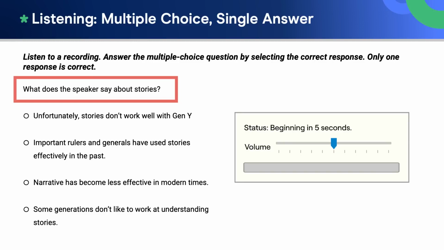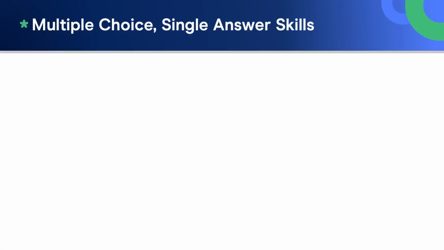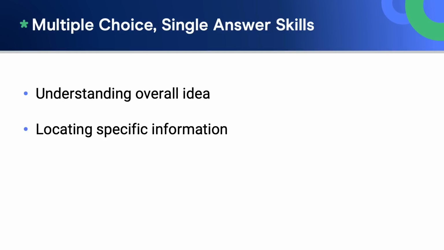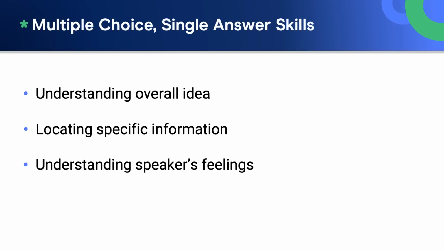The question asks, what does the speaker say about stories? This information is helpful because it tells us the topic is stories. There are 1 or 2 of these questions in the test. You will receive a point for selecting the correct option. This question type can test a variety of skills. The question can check your understanding of the overall idea in the recording. It might check how good you are at locating a specific piece of information or understanding the speaker's feelings about something. The question could also be about identifying the reasons why someone says something.